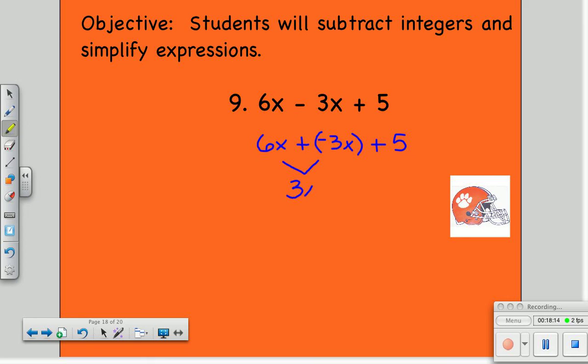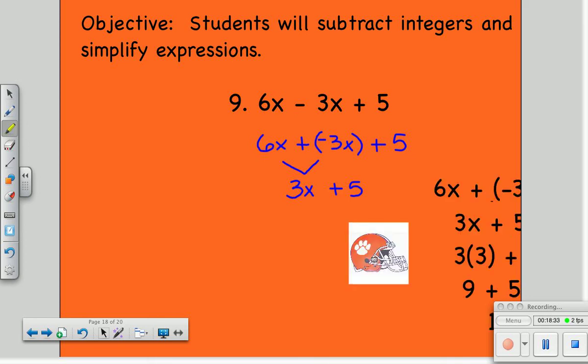Is it positive or negative? It's positive because there's more positives. Okay, so of course we don't write that, so we're just going to leave it the way it is, 3x plus 5. You cannot combine 3x and 5 because they are not like terms. So this is your answer, 3x plus 5.